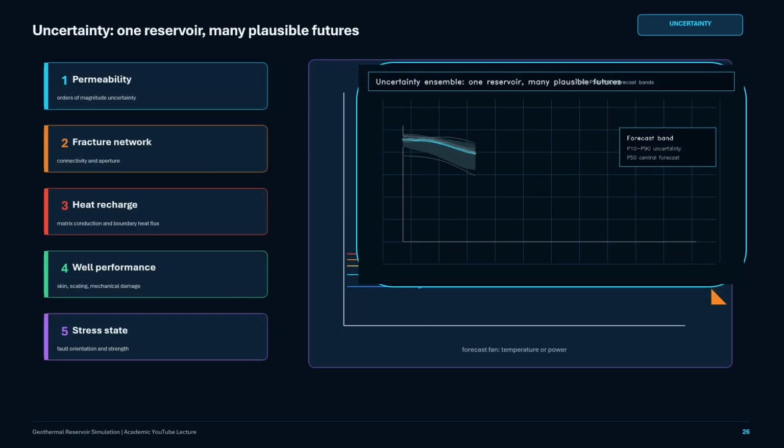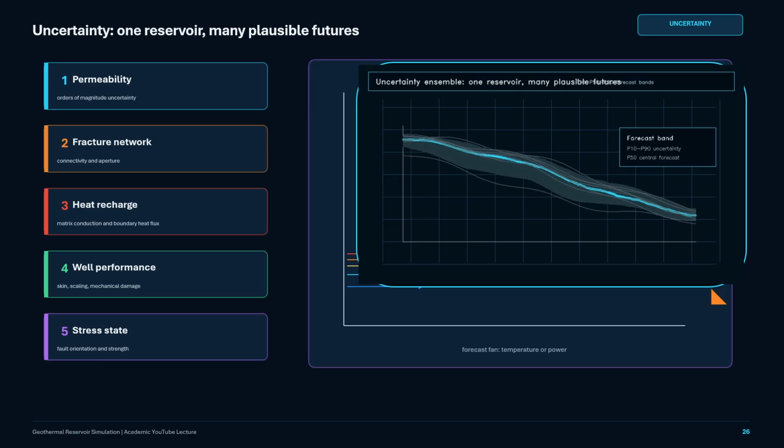A geothermal reservoir has many uncertainties. Permeability may vary by orders of magnitude. Fracture networks may be only partially observed. Boundary support and recharge may be uncertain. Thermal conductivity, heat capacity, and fluid properties also vary. Because of these uncertainties, one reservoir can produce many plausible futures.